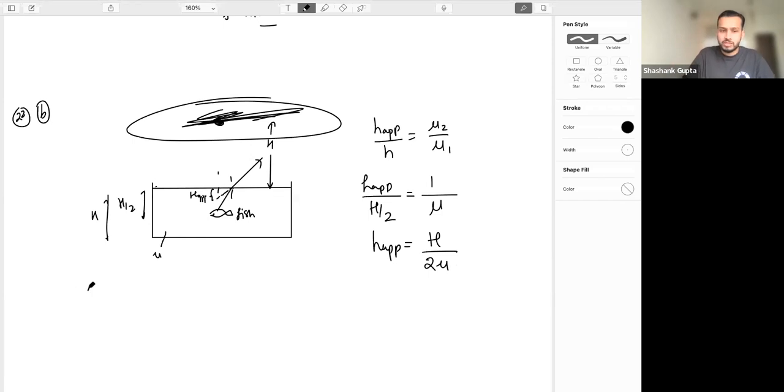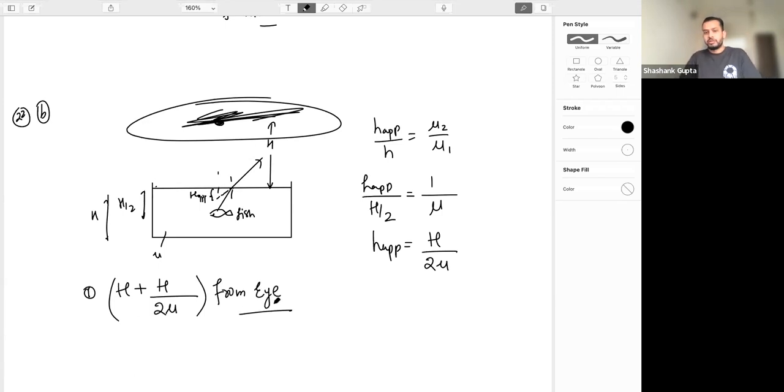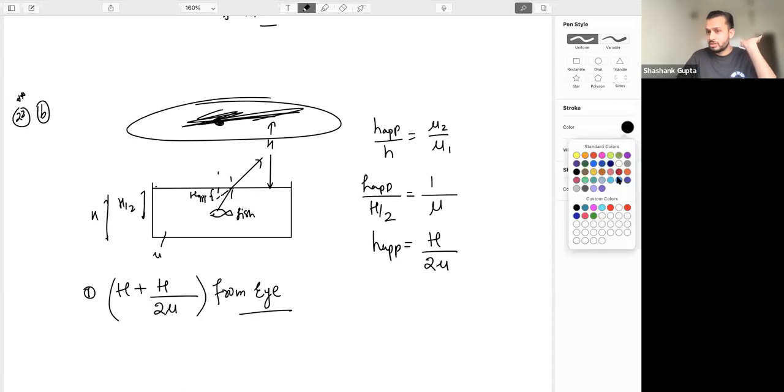So the first part answer is the B part, first part. It will be h plus h by 2 mu. This is the distance from I. Yes, right? Okay, tell me, is this part clear? This is a very important problem. Whosoever has doubt in this or did not solve the problem earlier, please do it by yourself.